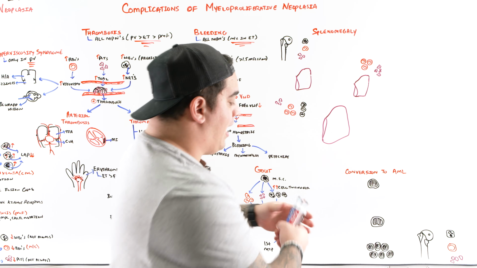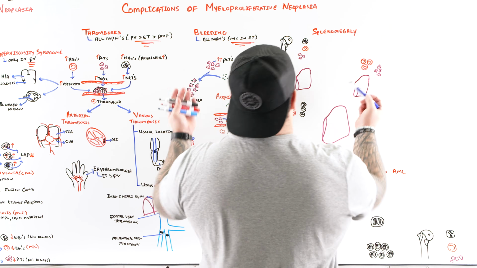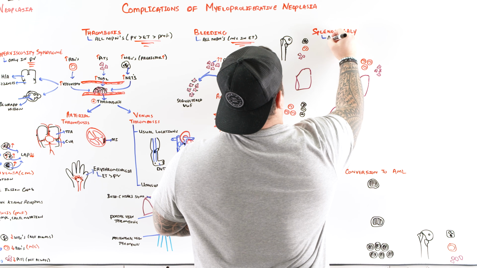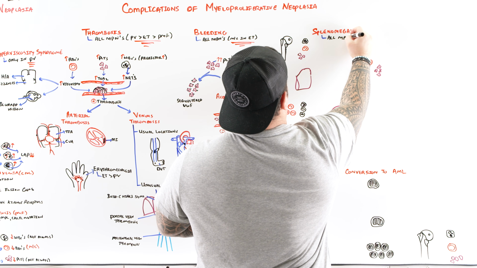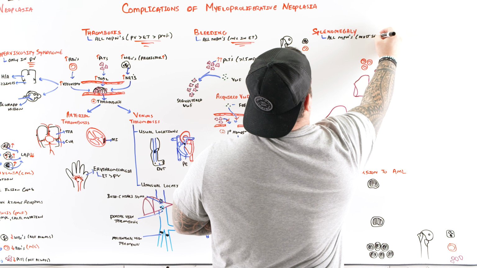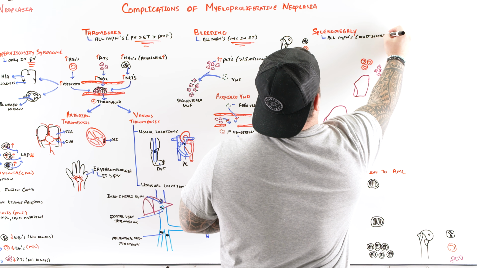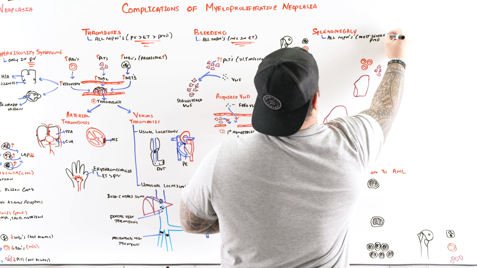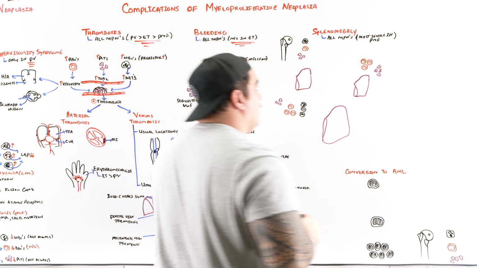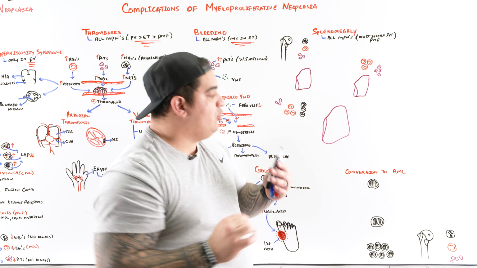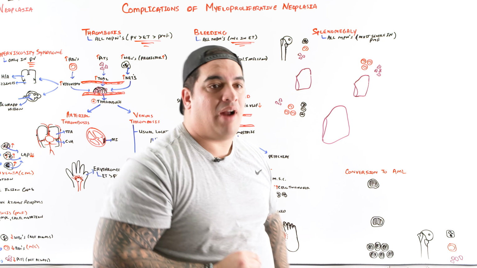And that's the big problem here, is that in these patients, all MPNs can develop splenomegaly. All right, all MPNs. However, it is most severe in primary myelofibrosis. So in patients who have severe splenomegaly, it is most common. You will see this in patients who have primary myelofibrosis.